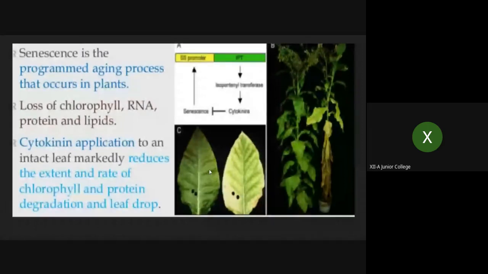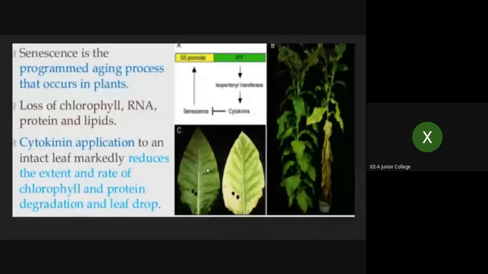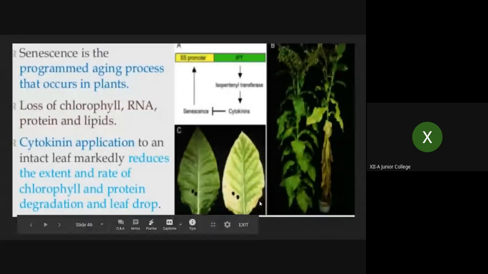Cytokinins can be applied so that chlorophyll content remains intact. There is no loss or reduction of chlorophyll, and that's why the leaves remain fresh green for a longer time, and to some extent senescence can be controlled, and so there is no falling or dropping of the leaves earlier than the normal period. So this is senescence, a very important role of cytokinins.